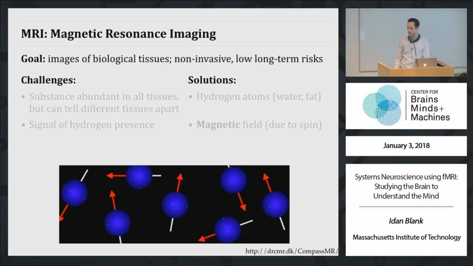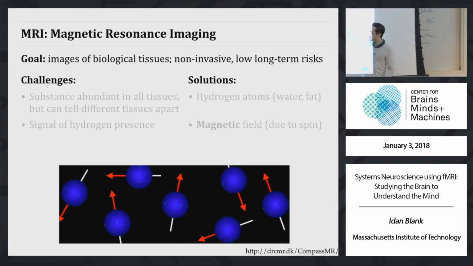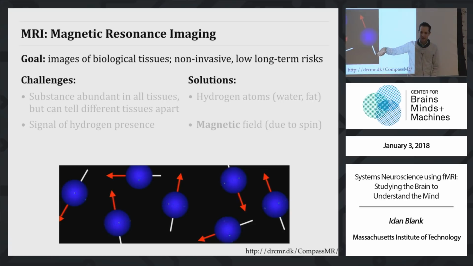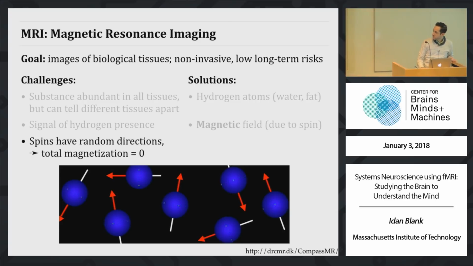Now here there's a problem. We want to measure the magnetic field that they emit, but each of them induces a magnetic field in a different direction. And so they all cancel each other overall. So if we try to measure the overall magnetic field here we get nothing. There is no direction at which most of the magnetization goes. And so we need to deal with that. Spins have random directions, so the total magnetization is 0. Does that make sense? All right. So what are we going to do with that?